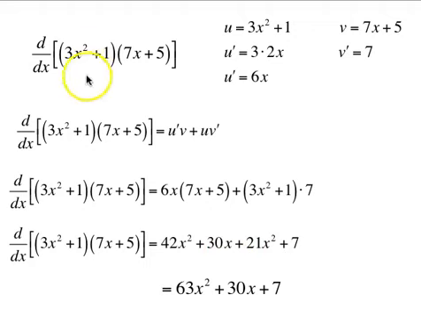And again, the derivative of this first piece is 6x, the derivative of this piece is 7, but you do a whole lot more than just multiplying the derivatives. You have to use u prime v plus u v prime.